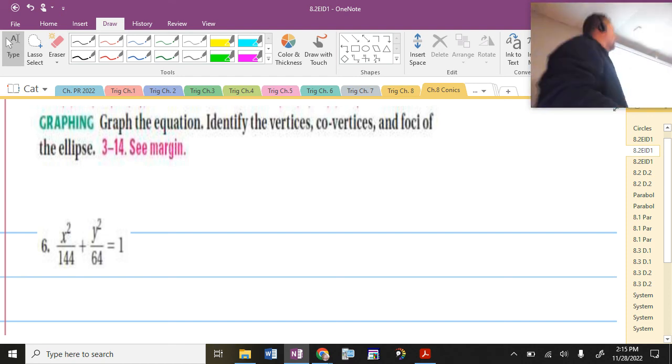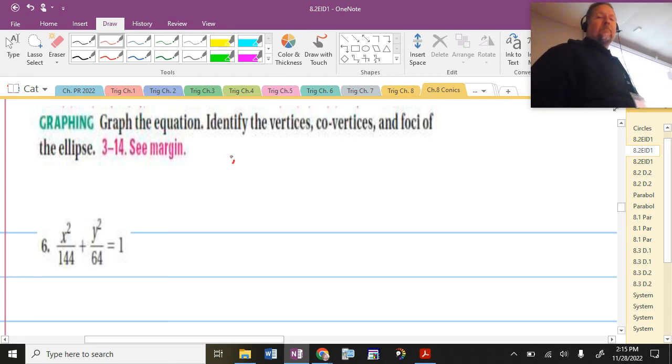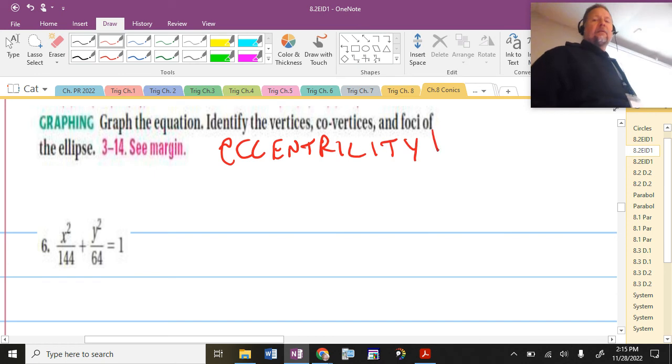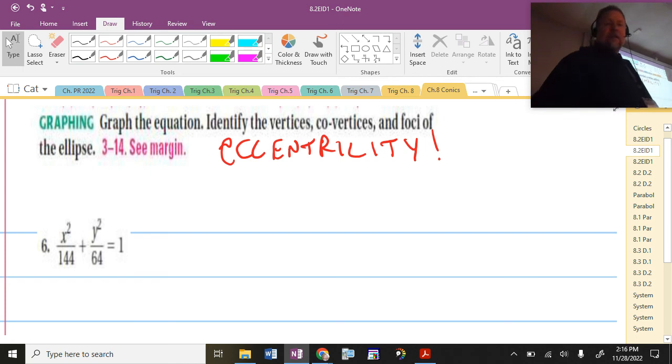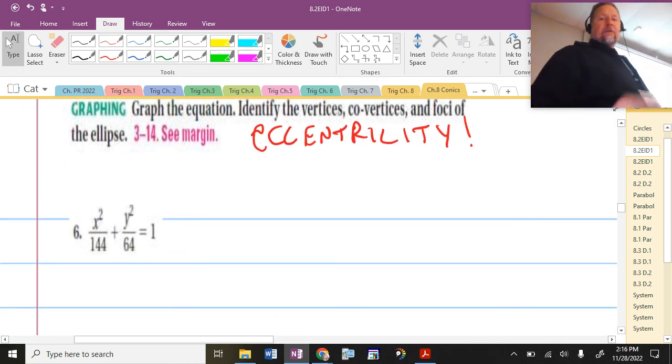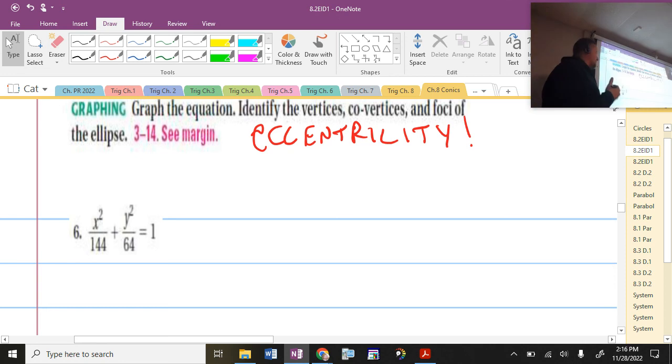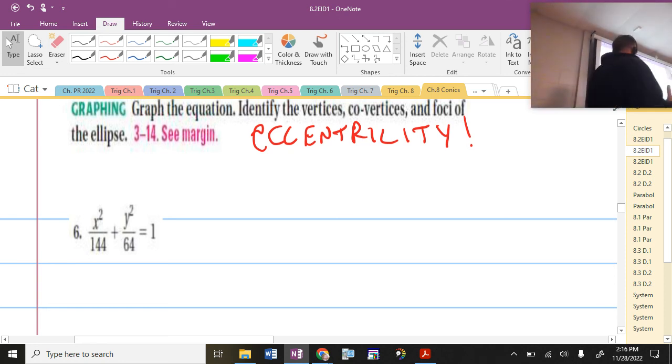Okay, so you got to graph the equation, identify vertices and covertices and foci, and then also eccentricity. We'll get eccentricity written down here. Okay, so of course you get words. You got vocab. You gotta follow along with here. Sorry if I can't get this any larger here, but do the best we can. Okay, so identify vertices, covertices, foci, and eccentricity. I'll label it out as I write.